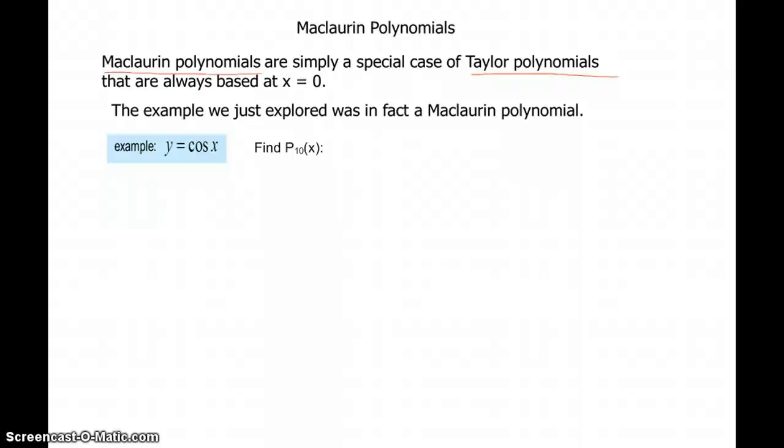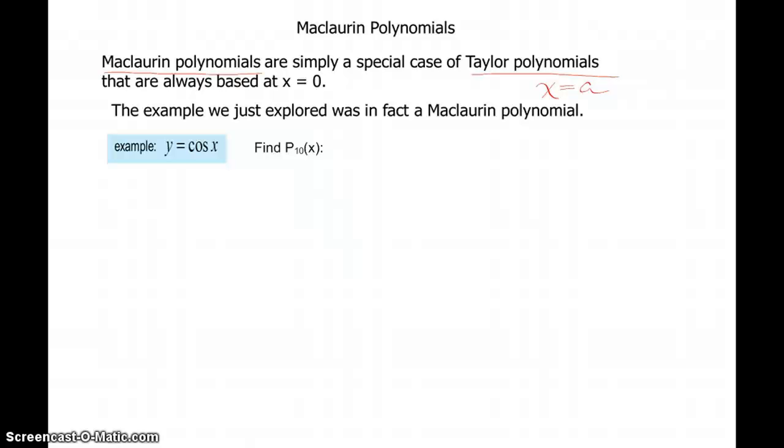You need to know that if you're asked to build the Maclaurin polynomial around a function, they've already given you your point of tangency. By telling you they want the Maclaurin polynomial, they're telling you you're building around x equals 0. If they ask for a Taylor polynomial, they will always give you the value of a around which to build that polynomial. They will almost never tell you that a Maclaurin polynomial is built around x equals 0. You're supposed to know that. All right? So the example we just explored was a Maclaurin polynomial. We built it around x equals 0.